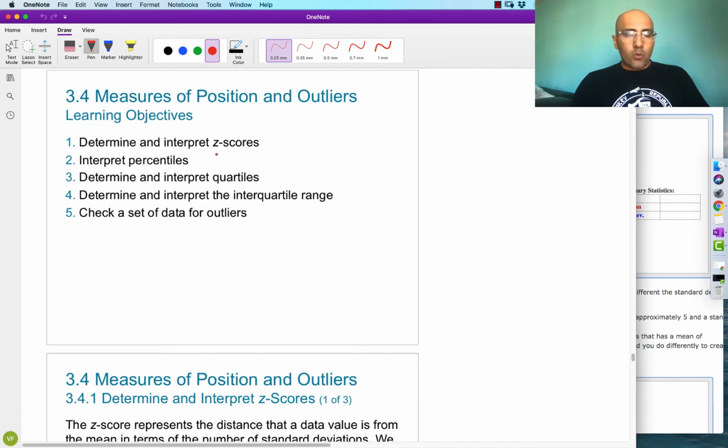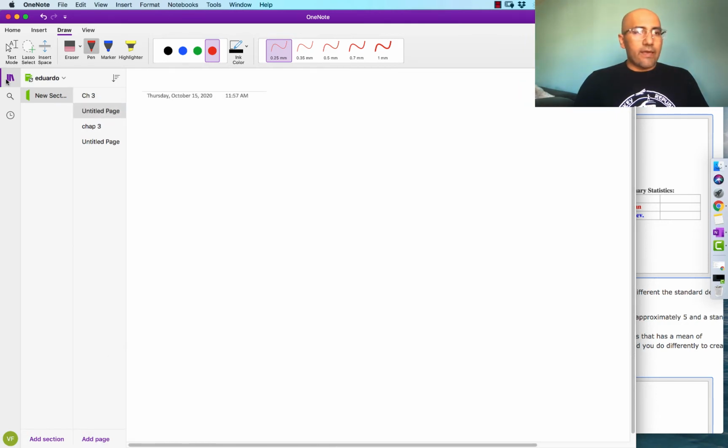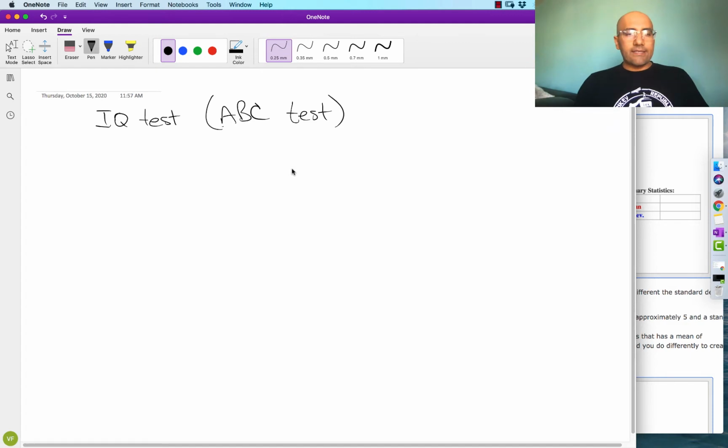Okay, so as a way to introduce z-scores, let's think about the following thing. Let me go off to the side here. Let's say that I took an IQ test. I want to see how smart I am. The ABC IQ test. All right, so I took this test, and a week later I got my results. I scored a 4.